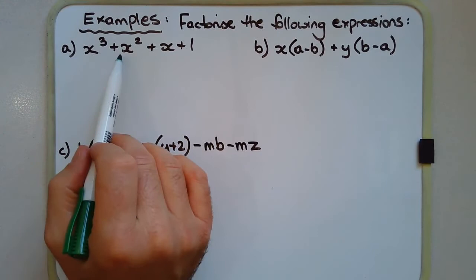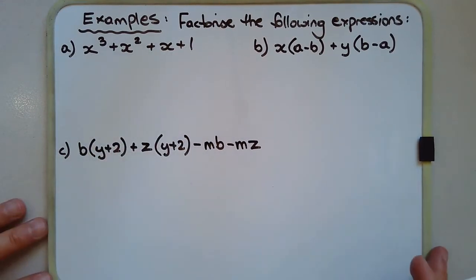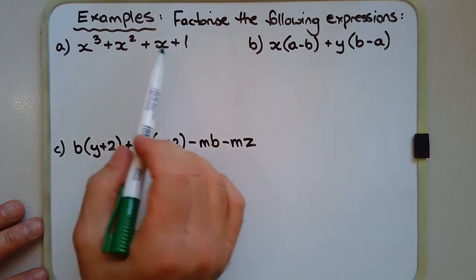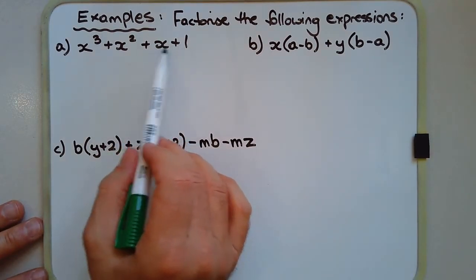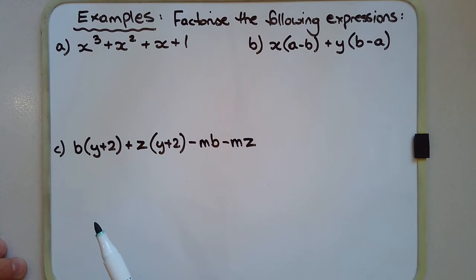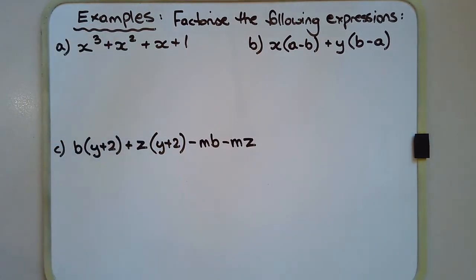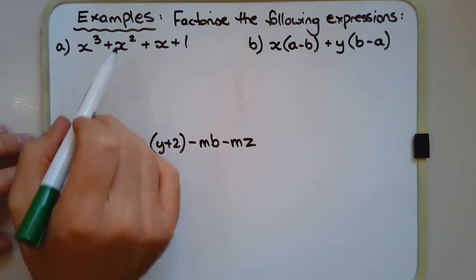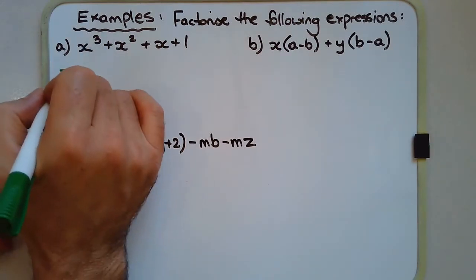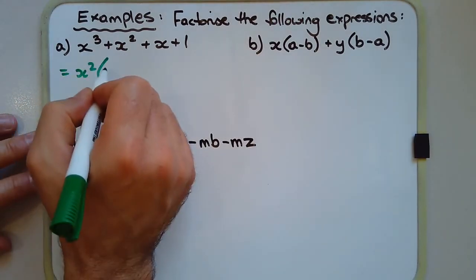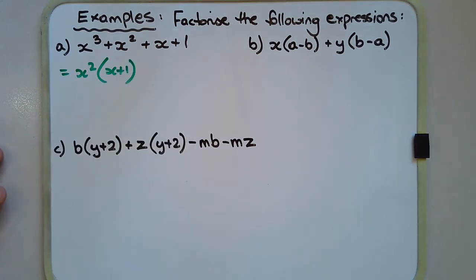x cubed plus x squared plus x plus 1. Again, on the surface, it doesn't look like you can factorize much out of this one. x plus 1, well, you can't do much there. If you want to, you could swap terms around, but I don't know if swapping terms around here is going to do anything. But let's have a look at the first two terms. If you take out x squared as a common factor, we end up with x plus 1.